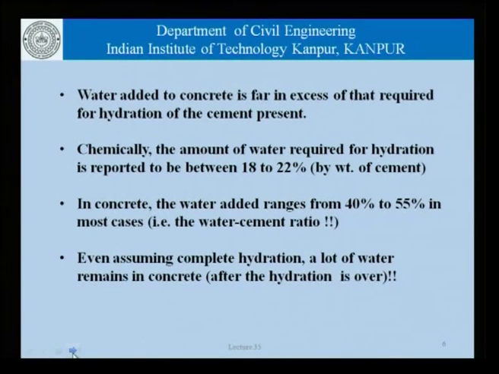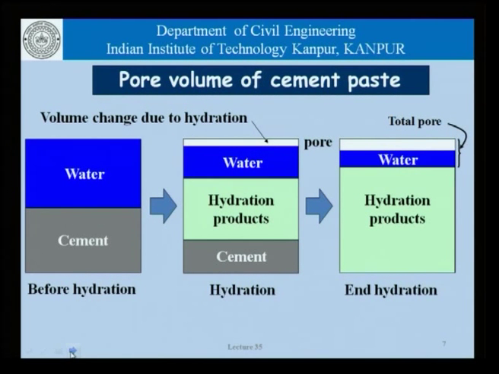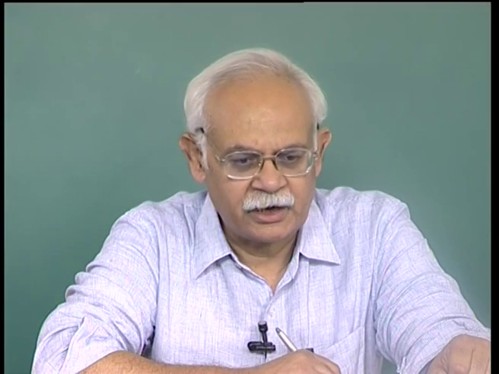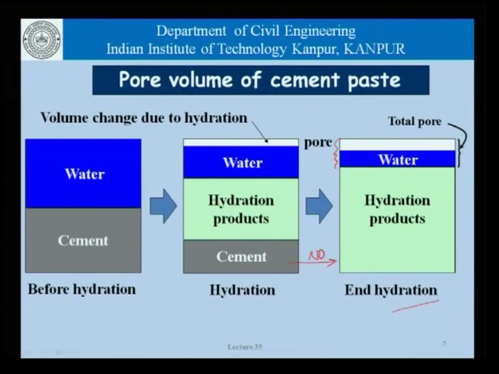Where those pores come from is primarily on account of water added to concrete being far in excess of that required for hydration of the cement. Chemically, the water required is about 18 to 22, 23%, and the actual water being added is in the range of 40 to 55% in most cases. A lot of water does remain behind in concrete after the hydration has taken place. This is the kind of picture that we showed, showing cement and water before hydration, during hydration and at the end of the hydration process, where in this particular case no cement is remaining, and all the cement has been converted to hydration products. And this is the total amount of pores that are formed within concrete.